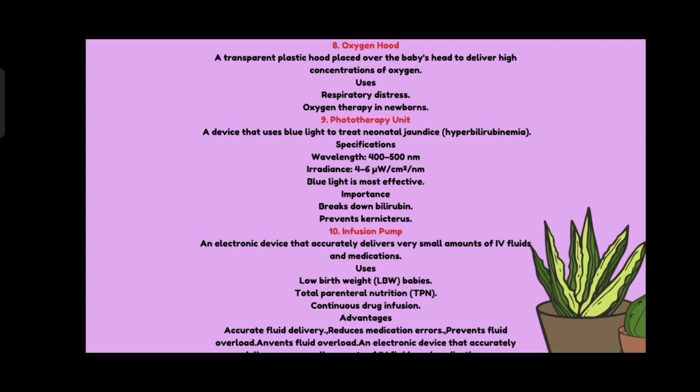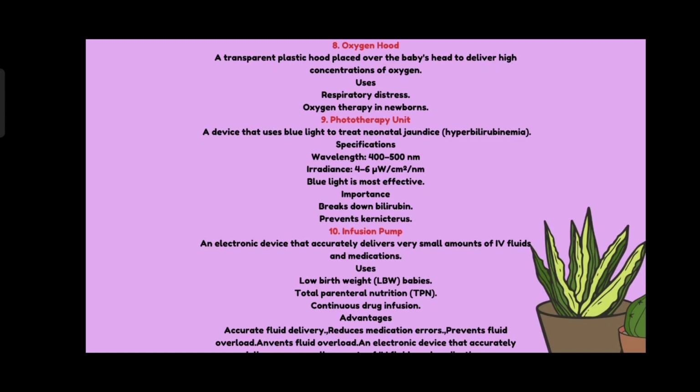Then coming to the phototherapy unit, it is a device which uses blue light to treat neonatal jaundice, that is hyperbilirubinemia. Hyperbilirubinemia means an increased level of unconjugated bilirubin. So how phototherapy works is that it converts the unconjugated bilirubin to conjugated bilirubin by using the blue light. The wavelength should be 400 to 500 nanometer. The irradiance should be 4 to 6. The blue light is more effective, and it helps to break down the bilirubin level and also helps to prevent kernicterus.